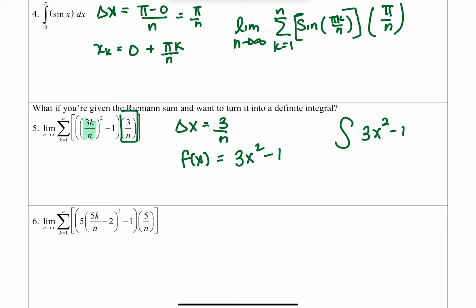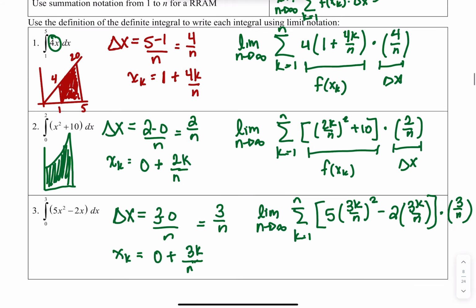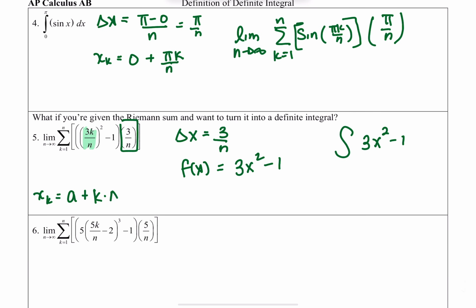And remember, to find my a value, x sub k is going to be equal to a plus k times delta x. Well, my delta x is 3 over n. We have k. There's nothing that we need to add, so in this case, a is going to be 0. Since a is going to be 0, I have 0 to 3. So my definite integral is from 0 to 3 of 3x squared minus 1, and then be sure that you have a dx.